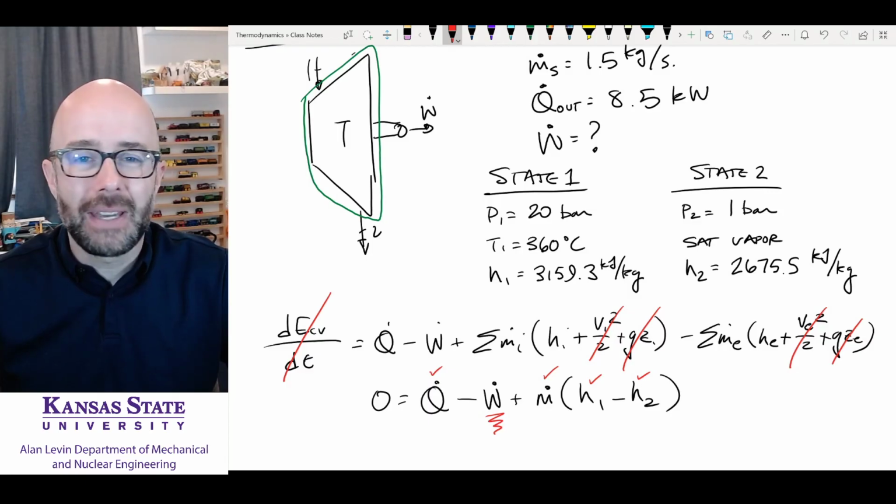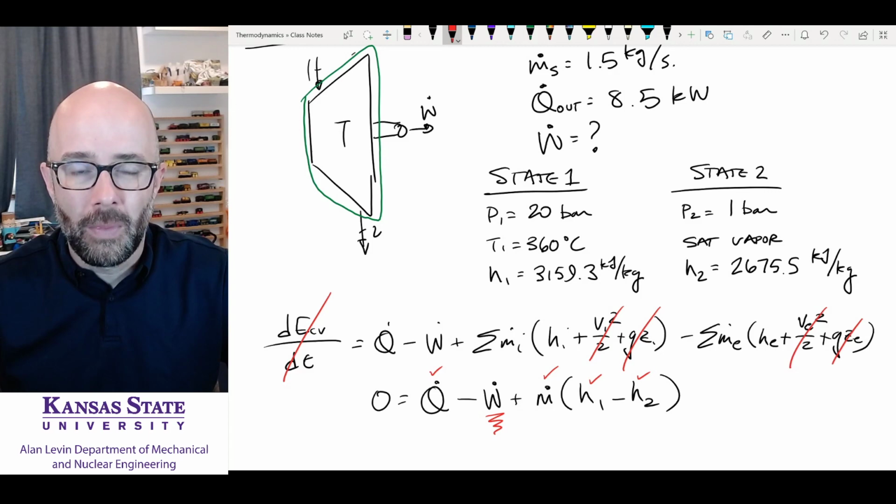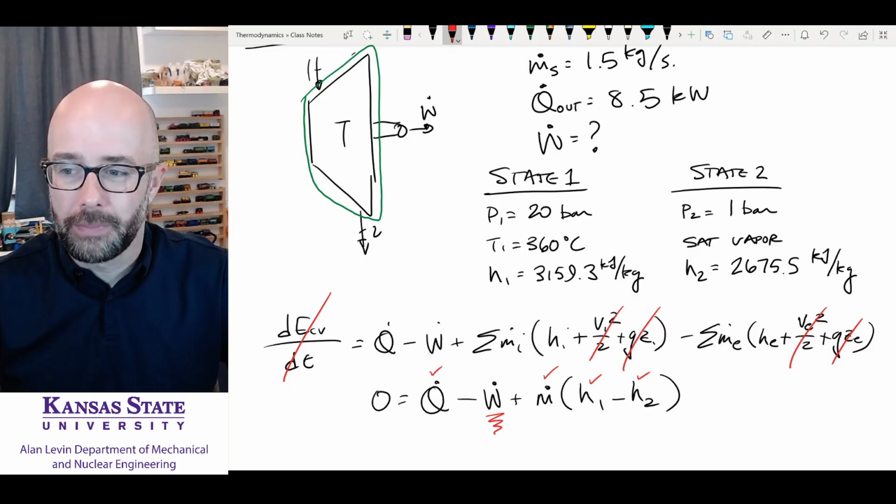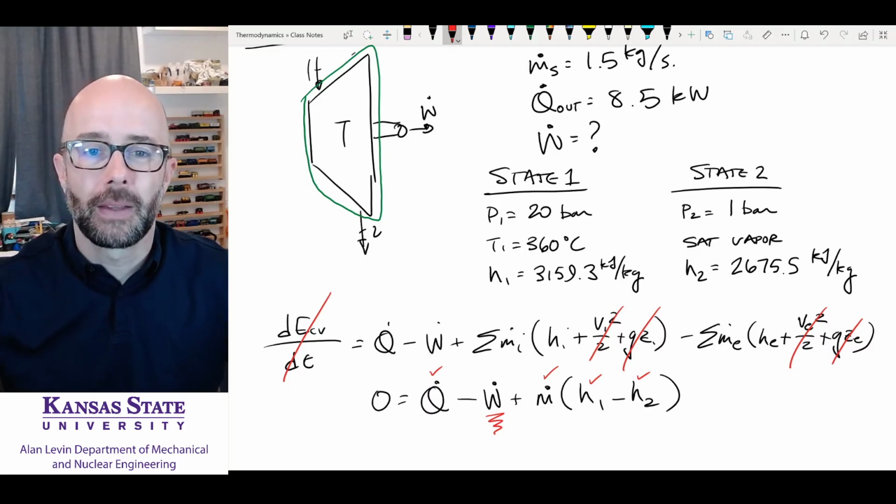Again, this is not a difficult problem, but there are a couple of things we have to worry about: how to set the state, how to deal with Q dot, and how to eliminate all the variables in our equation. Okay. Good luck.